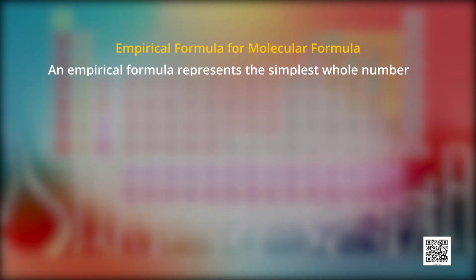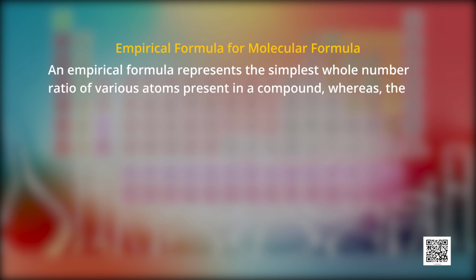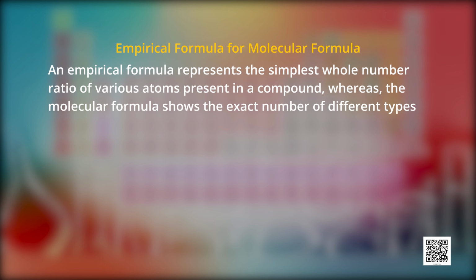The chemical formula of a compound is derived from two parts, empirical formula and molecular formula. An empirical formula represents the simplest whole number ratio of various atoms present in a compound, whereas the molecular formula shows the exact number of different types of atoms present in a molecule of a compound. Now we will study how to find out the empirical formula and molecular formula.